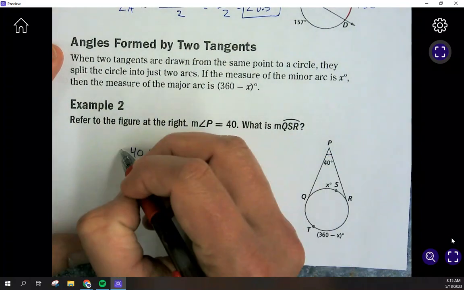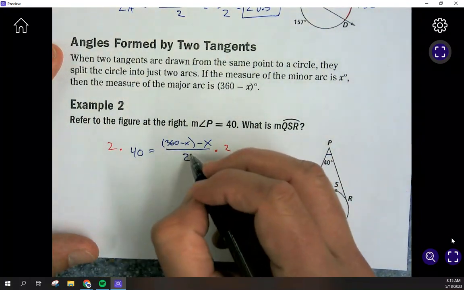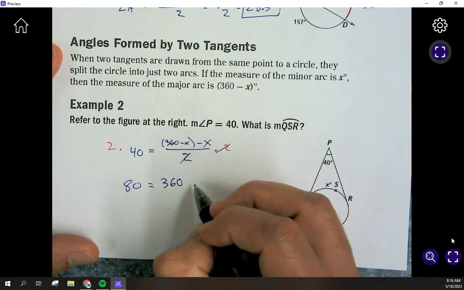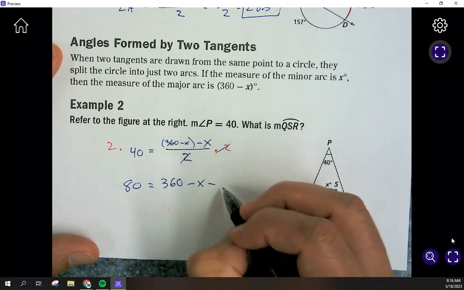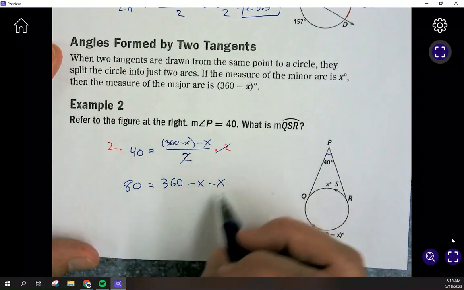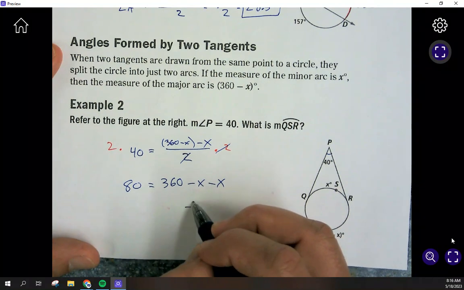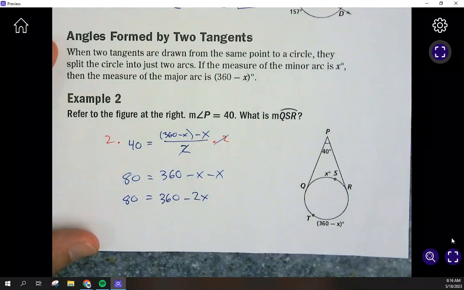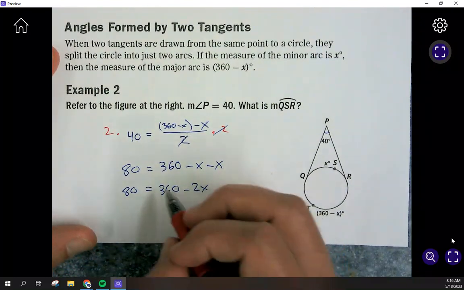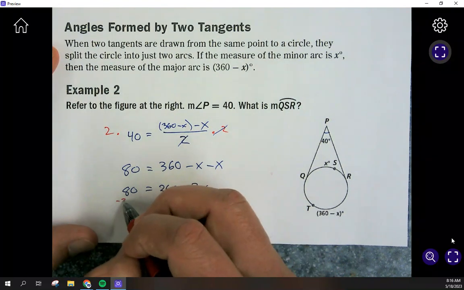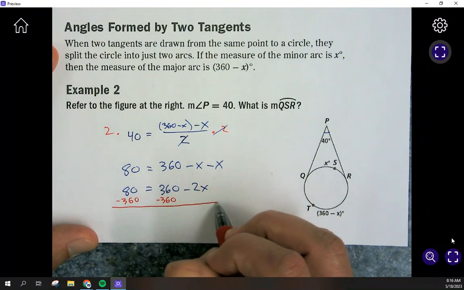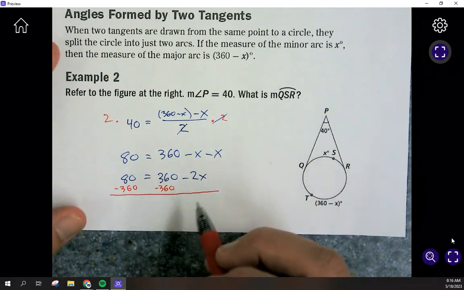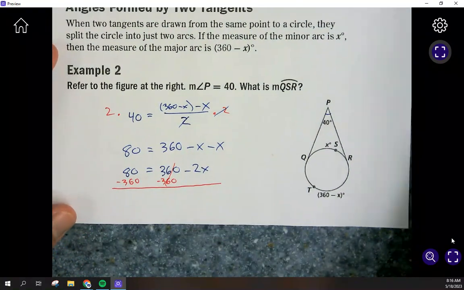I'm going to times by 2 first to clear out my 1/2 or my divide by 2. So I'm going to have 80 equals 360 minus x minus x. I'm going to go ahead and drop the parentheses there. That would simplify. That's a negative x and a negative x. That's going to be a negative 2x. Okay, I'll bring everything else down here. At that point, I want to get x by itself, so I'm going to go ahead and minus 360. Now that's going to get me a negative over there, right? We know we don't have negative arcs, negative angles, but this minus will stay with the 2. So I'm going to end up dividing by a negative, which will make things work out in the end.